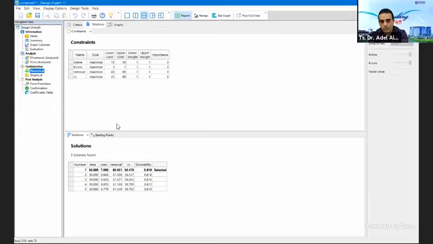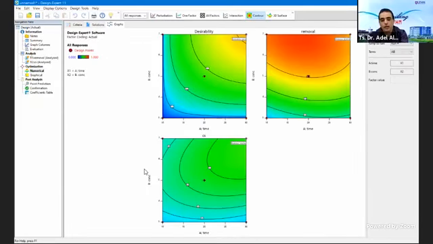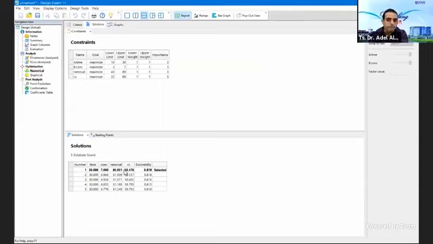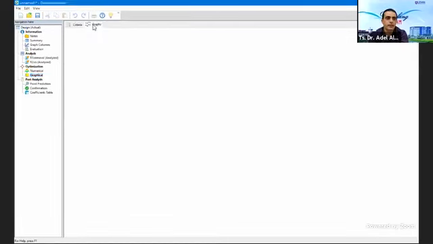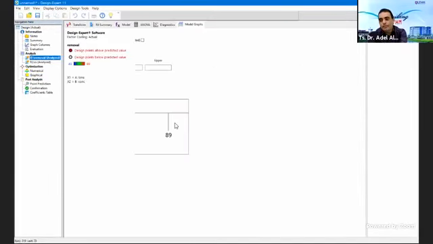The solution, you can use the solution here like the table, only the first line, to compare with your actual data. This is the predicted and you have to add the actual data. What else? Okay. You can use also this one, but there's nothing here. It's okay. So that's all for the RSM.